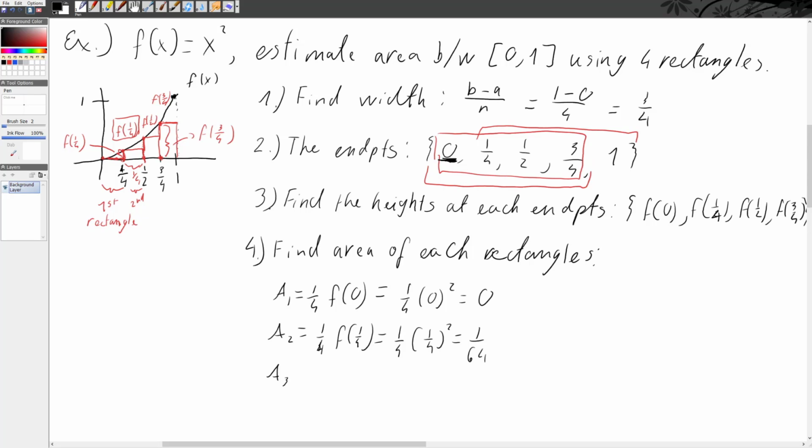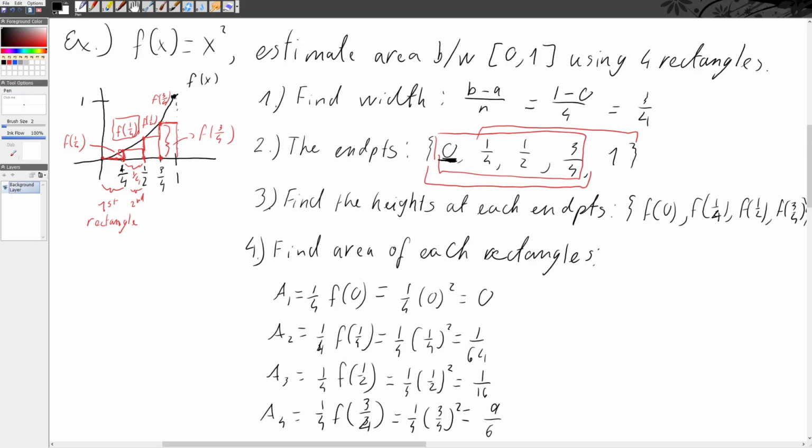The area of the third rectangle, the width 1/4 times the height given by 1/2, 1/4 times 1/2 squared. That is going to be 1/16. And finally, our fourth rectangle is the width times the height. The height in this case is f of 3/4. 1/4 times 3/4 squared. Multiply that out, simplify all of that. It's going to be 9/64.